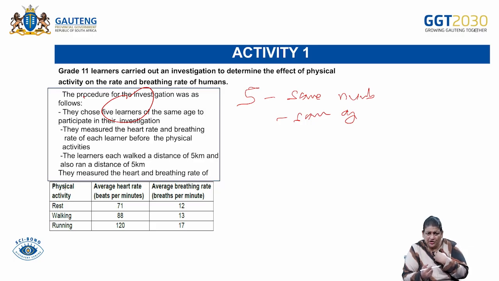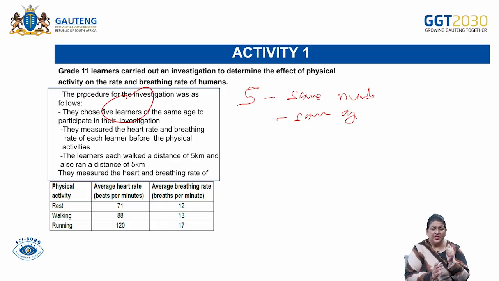So if every minute you stop and you count how many times it beats, and you carry on like that for how many minutes is the heart beating. Right, so they measure the heart rate, and also somebody can count the breathing rate, the breathing rate and the heartbeat when the person is jogging. Before exercise, they measure the heart rate and breathing rate of each learner before the physical activity.